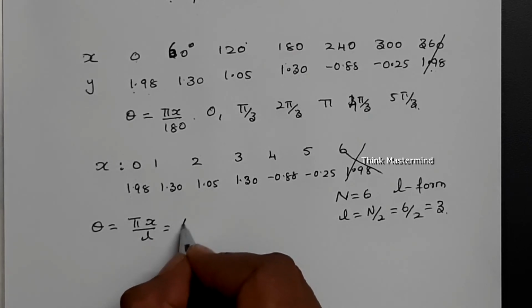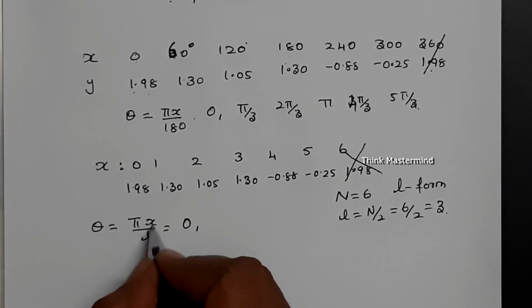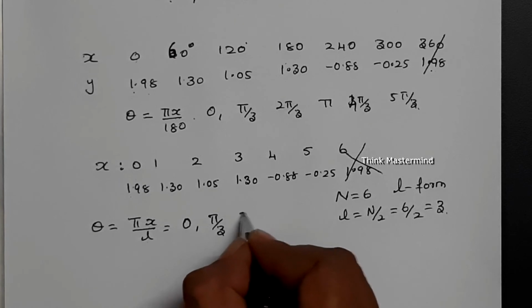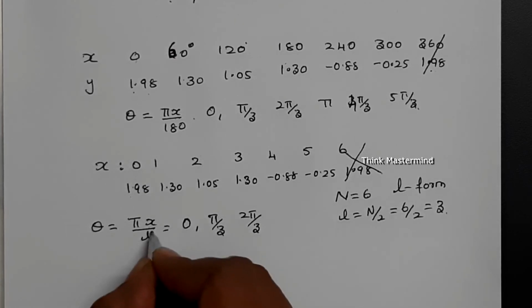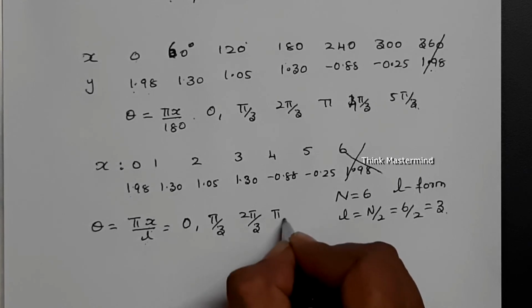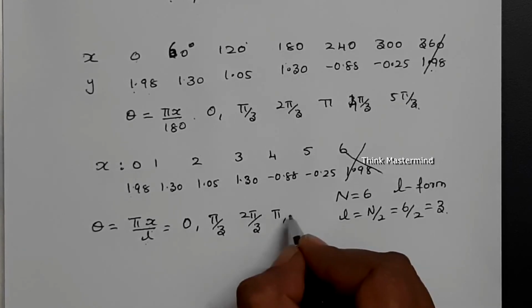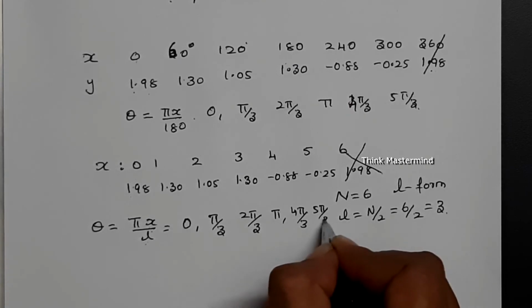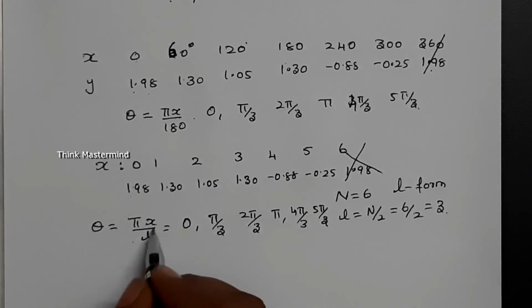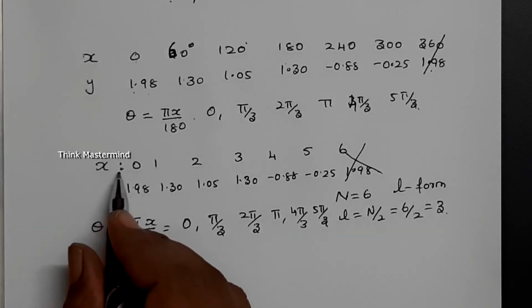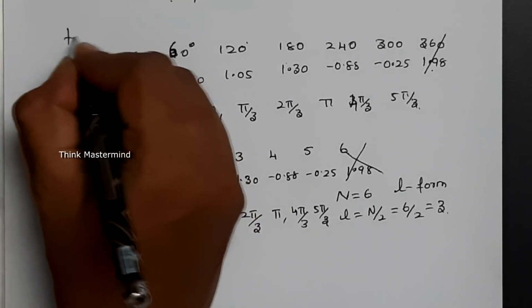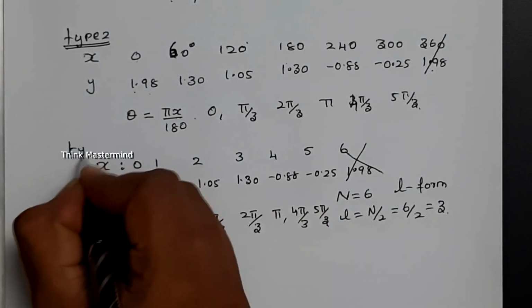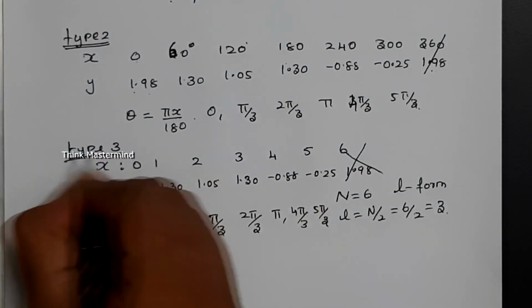X is equal to 0, the theta value is 0. X is equal to 1, L is 3, pi by 3. Next x is equal to 2, L is 3, that is 2 pi by 3. And x is equal to 3, L is 3, that is pi. Next one is similar, you substitute for x and L, it becomes 4 pi by 3 and 5 pi by 3. So there is no change in theta value, you are just substituting for theta is pi x by L, where x is given in L form. It is type 2, that is in degree form. It is type 3, it is in numerical form, L is given.